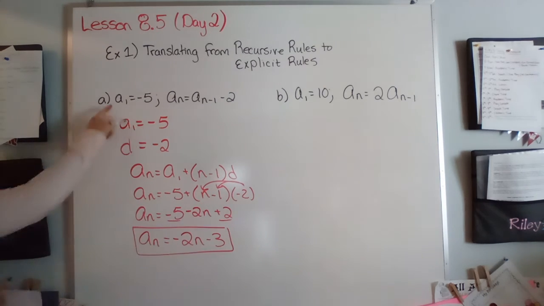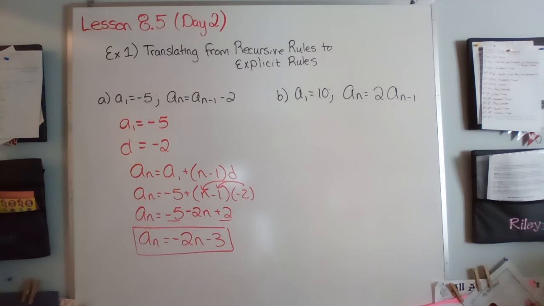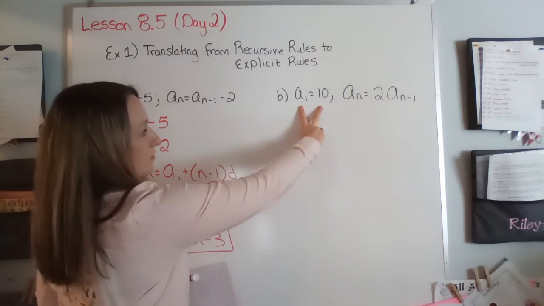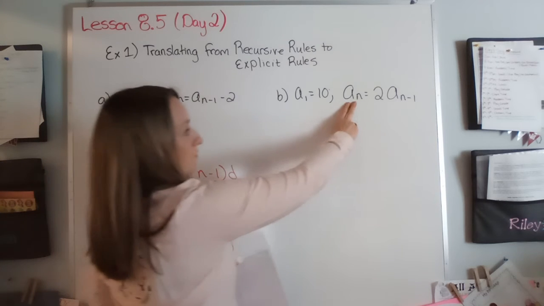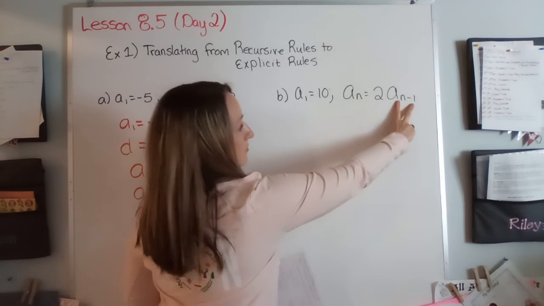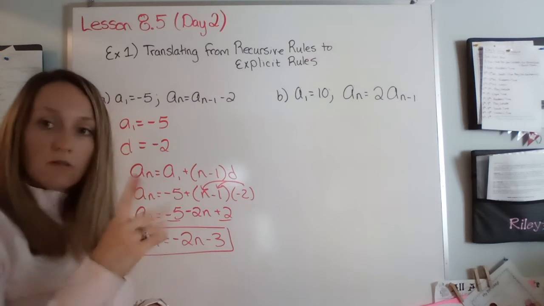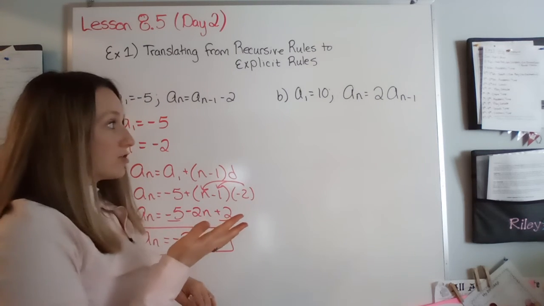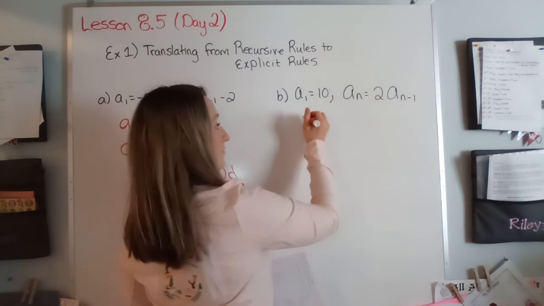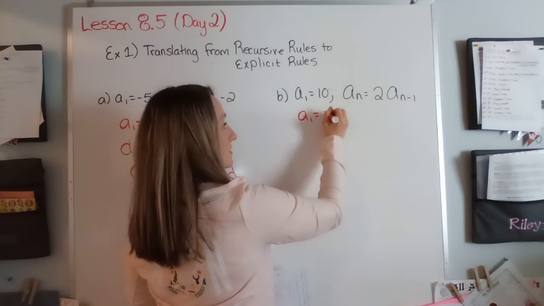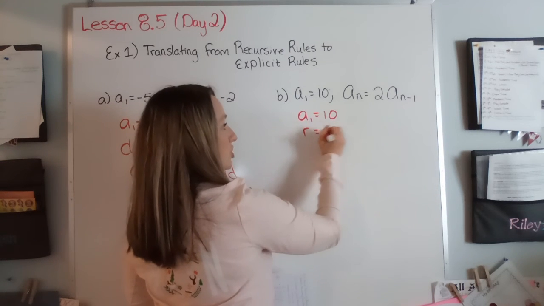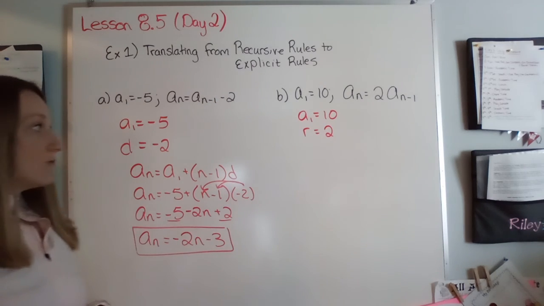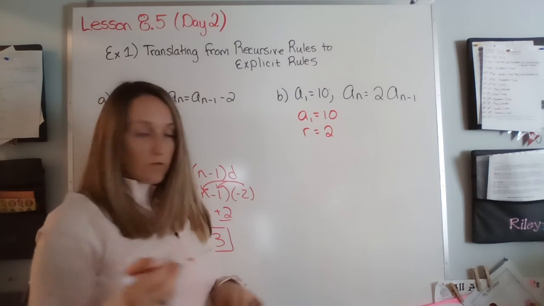And there is your explicit rule. Okay, so we went from recursive to explicit. All right. For problem B, the beginning of the sequence is 10. And the rule is to get to the next term, you take the previous term and you multiply by 2. So you need to identify from the recursive rule that it's geometric, okay? And then pull the two pieces of information that you need. The first term is 10, and the common ratio is 2.